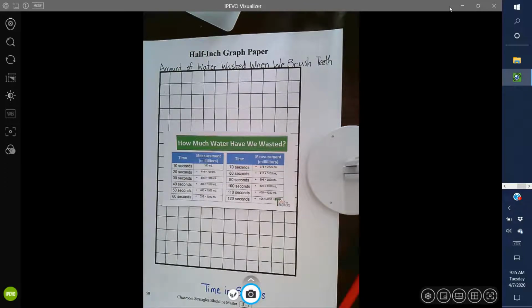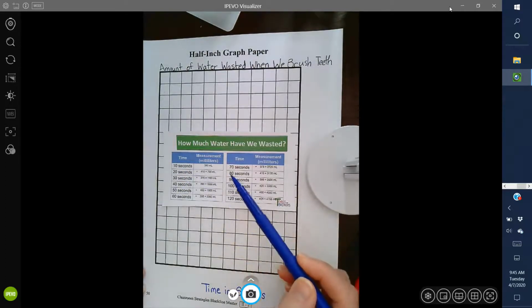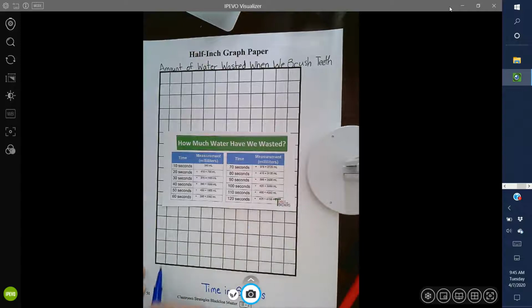Now, let's see. We measured all the way from 10 to 120 seconds. So if I marked at each point on here 0, 1, 2, 3, 4, 5, 6, 7, 8, 9, 10, 11, 12, my graph could only be used for 12 seconds. But I need to go all the way to 120 seconds.